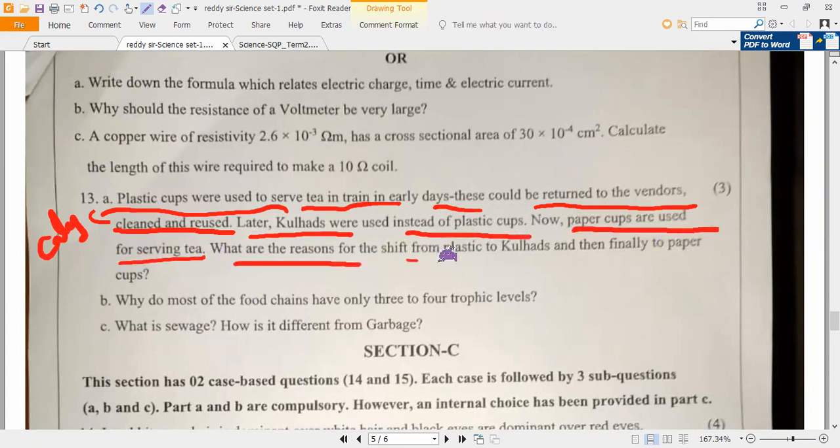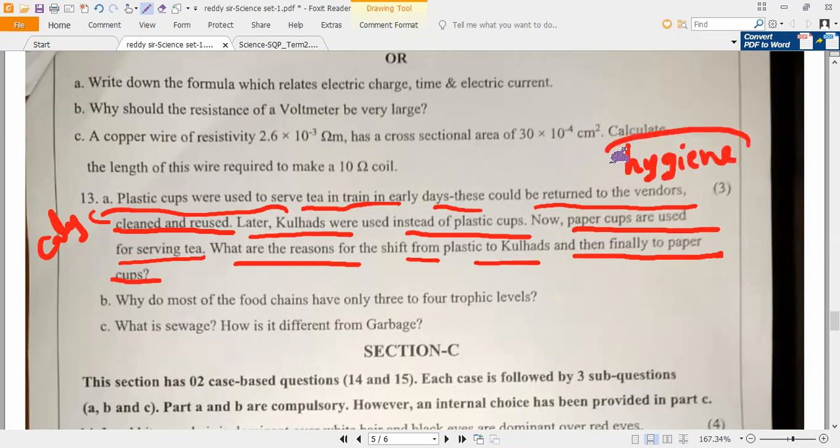What are the reasons for the shift from plastic to kuldas and then finally to paper cups? That is the answer. What is the reason? You should speak. Today only I taught. So why are they not using plastic cups? It is non-degradable, sir. Yes, very good, Karthikeyan. Non-biodegradable, and a hygiene problem. First one is what? Hygiene. So vendors need to clean it and reuse it. So hygiene problem. So we are not using it.